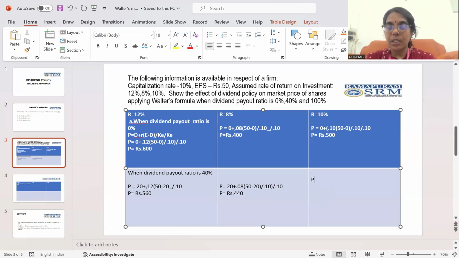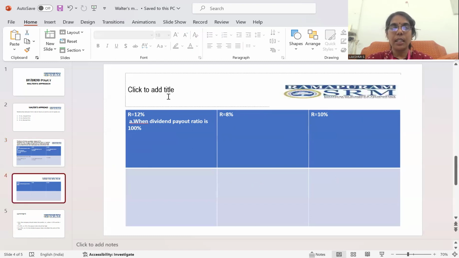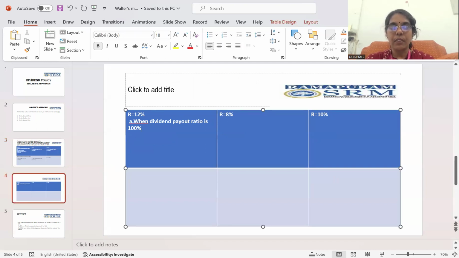Here the price, we have to calculate in the same way. The price of the share is rupees 500. Here, when the rate of return is 12%, 8% and 10%, and when the dividend payout ratio is 0%, 40% and one more is 100%, we are going to calculate. When the dividend payout ratio is 100, the price of the share will be, we have to calculate in the same way, rupees 500.